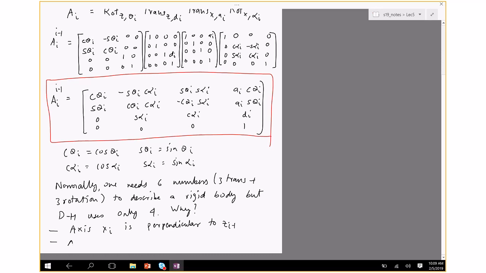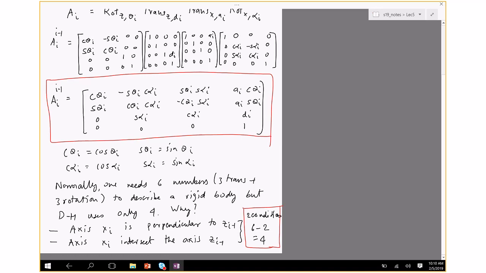And the second condition is axis x i intersects the axis z i minus 1. So those 2 conditions lead to 6 minus 2, which is equal to 4. That's why we have 4 numbers and not 6 numbers, which describe the position of a link.